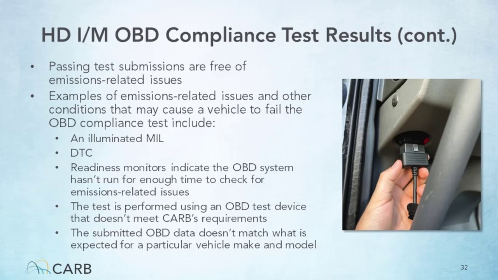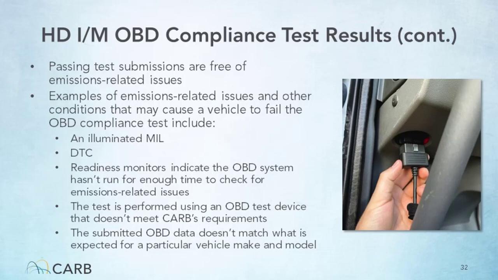A passing OBD test submission should be free of indicators of emissions-related issues. Examples of emission-related issues, including other conditions that may cause a vehicle to fail the OBD compliance test, include an illuminated malfunction indicator light and/or diagnostic trouble codes, which we discussed earlier in the presentation. The OBD system's readiness monitors indicate the vehicle hasn't been driven enough to ensure sufficient time for the OBD system to check for emissions-related issues.